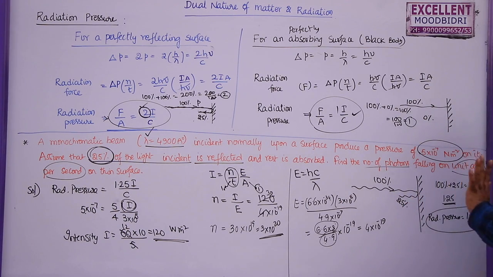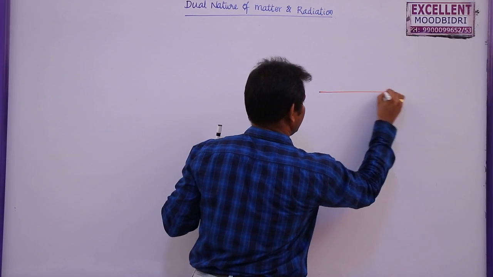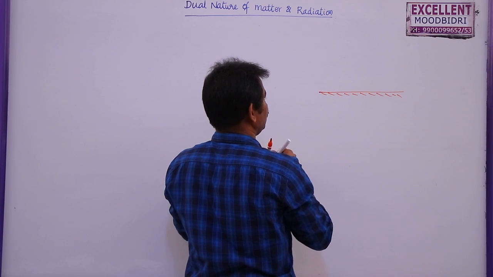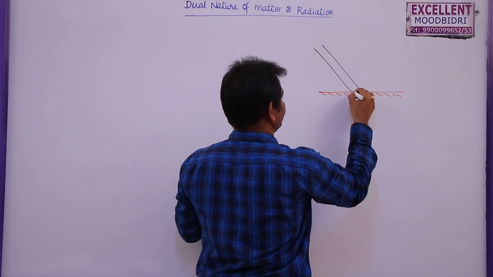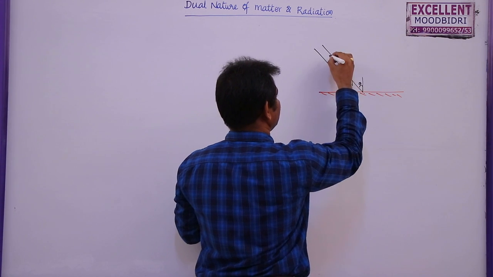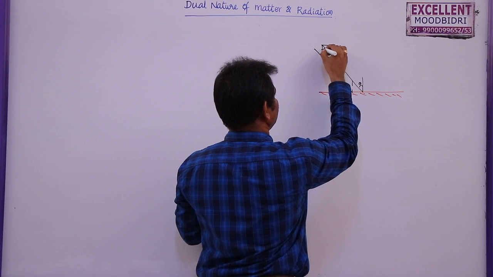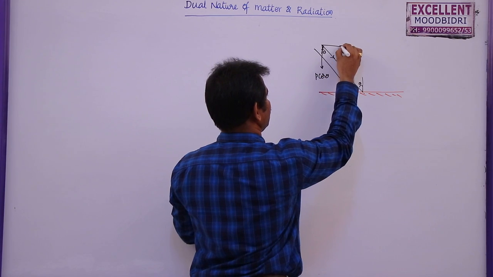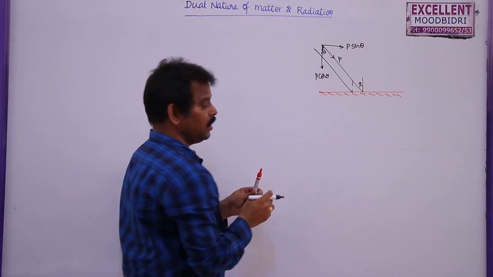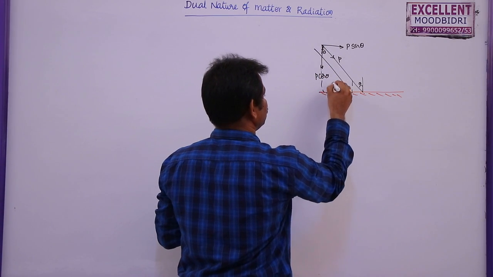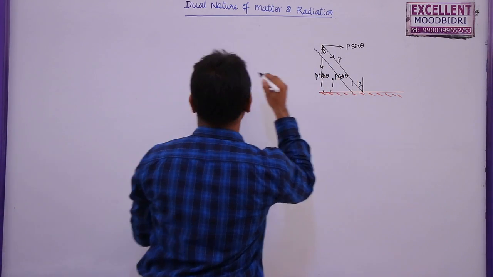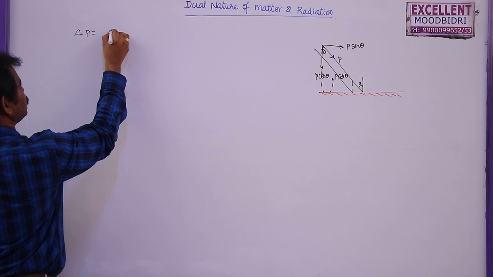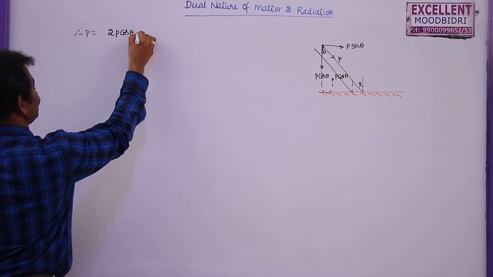Out of this only 25% are reflecting back. If the radiation is incident on a perfectly reflecting surface, not normally, let us say it is incident at an angle here. Now let us say this angle is theta, then this can be resolved into theta here. This momentum is P. This momentum will be P cos theta. This will be P sin theta. As it is completely reflecting, so this momentum is also equal to P cos theta. So change in momentum is P cos theta minus of minus P cos theta, which is equal to 2P cos theta.